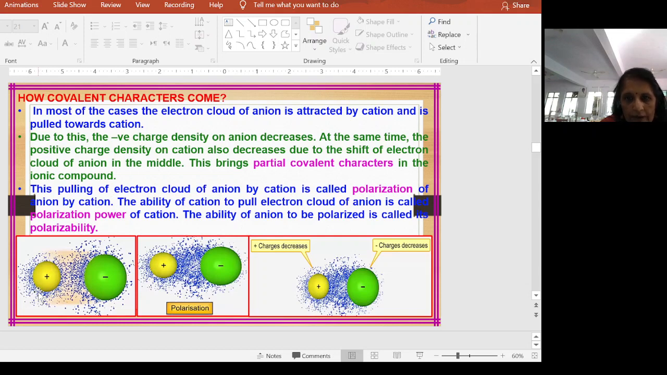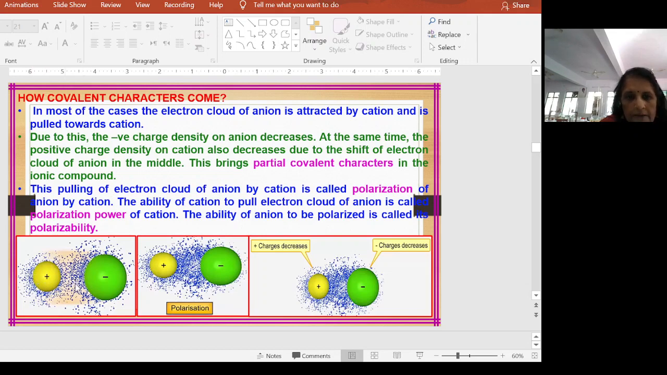The pulling of the electron cloud by the cation is called polarization of the anion by the cation. The ability of the cation to pull the electron cloud of the anion is called its polarizing power. And this ability of the anion to be polarized is called polarizability. Now you might think that I have said everything so fast, and probably you are unable to capture everything and understand the concept very well. Let us take one example.